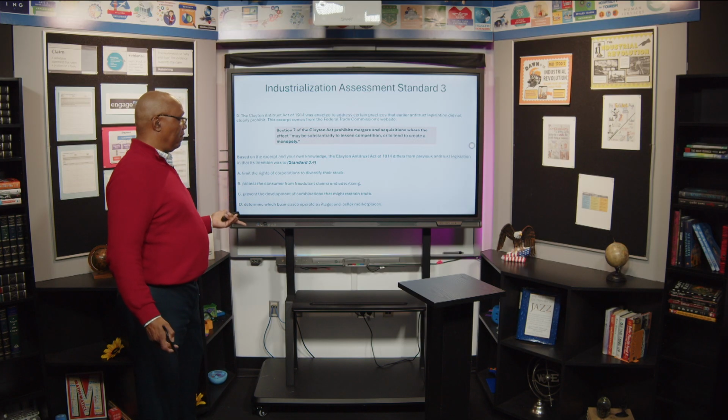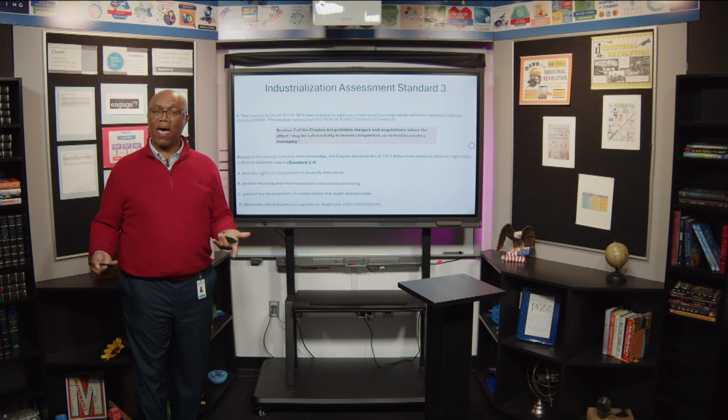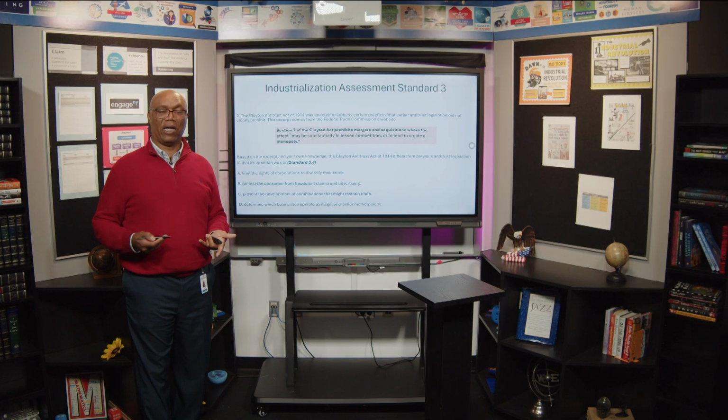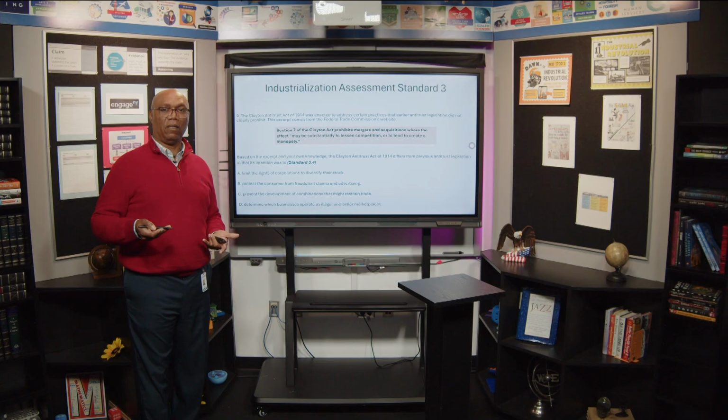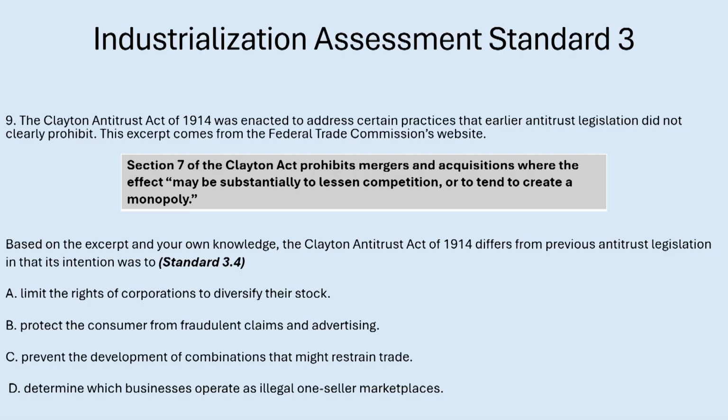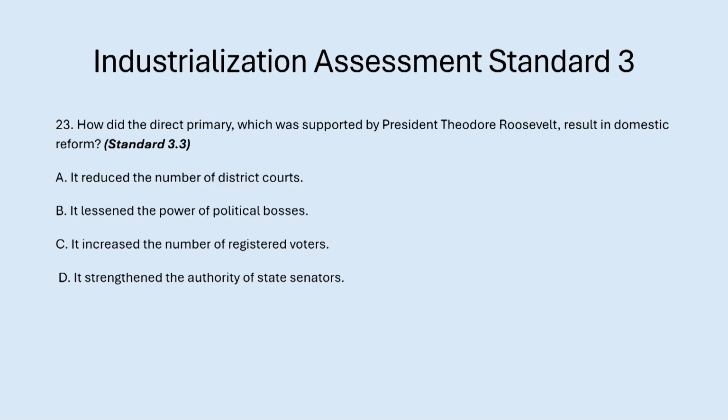Well, the idea of the Clayton Act and the Sherman Antitrust Act was to prevent business combinations that would limit competition. So the best answer is C once again.